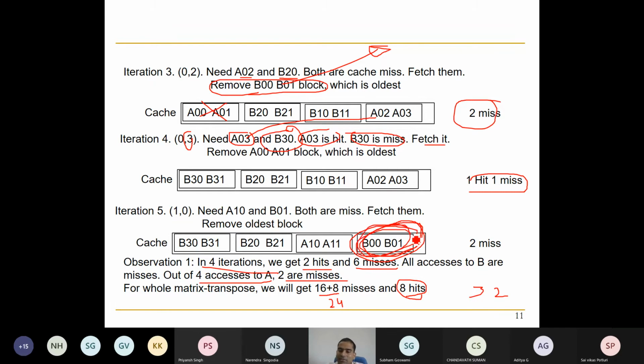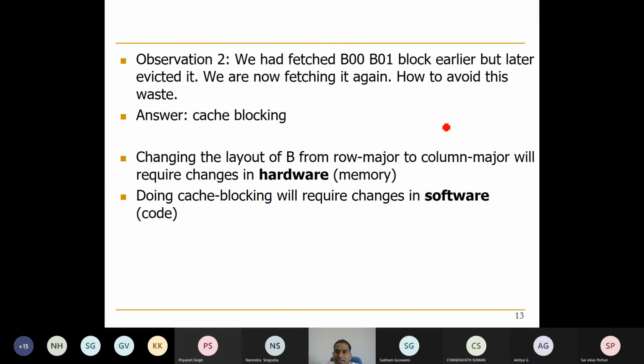So we had B00, B1, B01. Okay, so that was the case. Now we are fetching it again. So how to avoid this waste? We will use blocking.